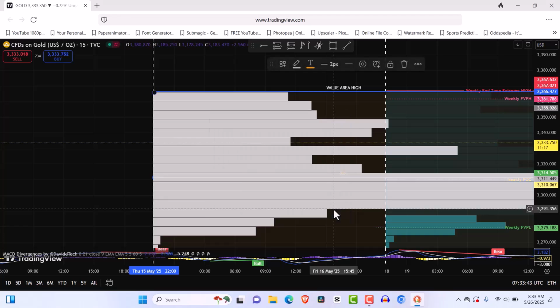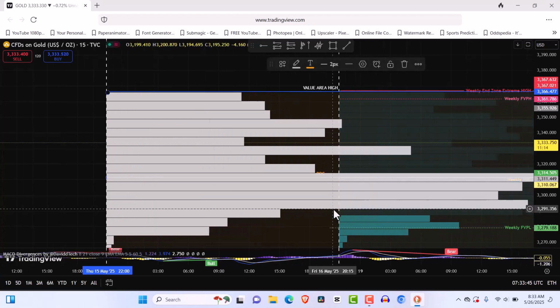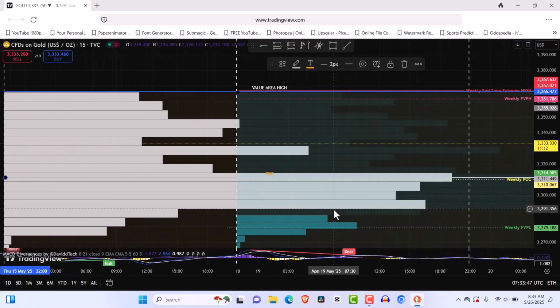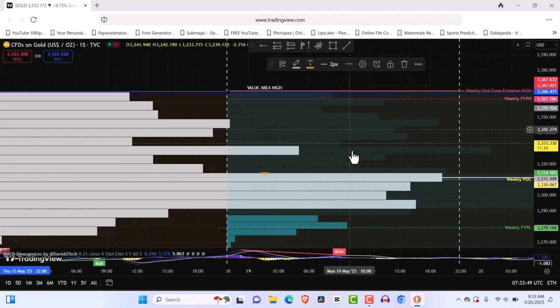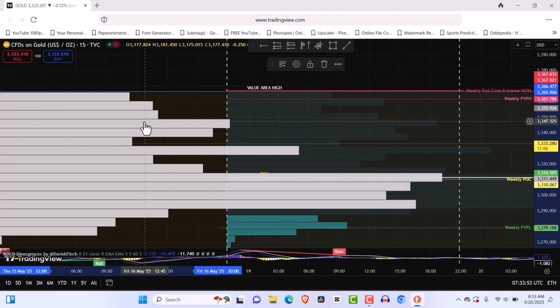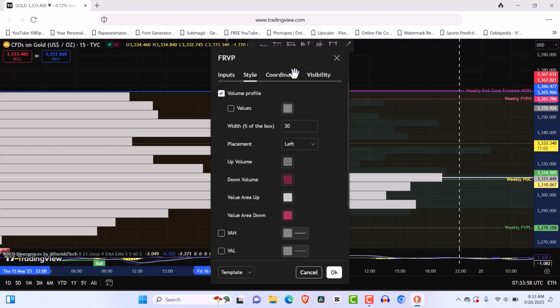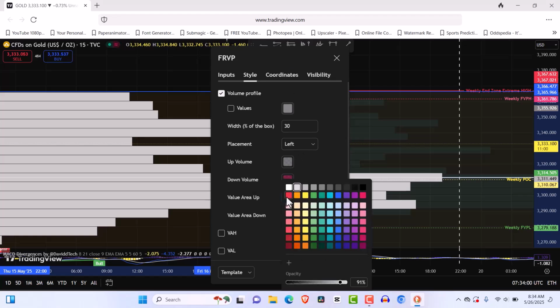So now that we have that, I'll go into the next day. This is the day I want to trade off, right? So this is the day I want to trade off. Now that I have this, I'll just turn down the opacity so that I can see what I'm trading off.